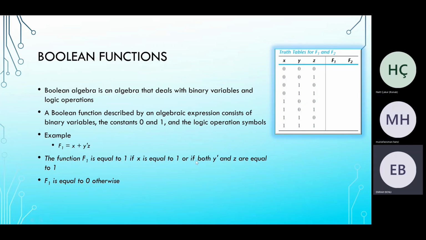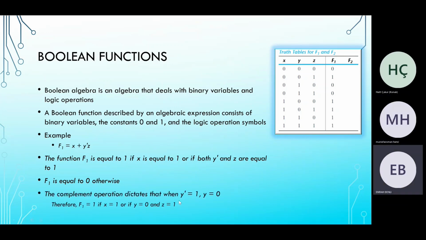So that means, where are y prime and z in this form? So z will be 1, and y prime will be 1, which is here, right? Yes. So this one is 1, 0, 0, and all of those will be 1. I will explain this one again. Here, the complement operation dictates that when y prime is 1, that means y is 0.